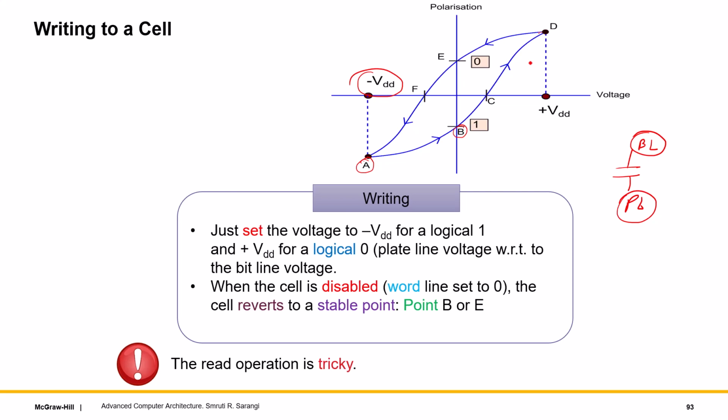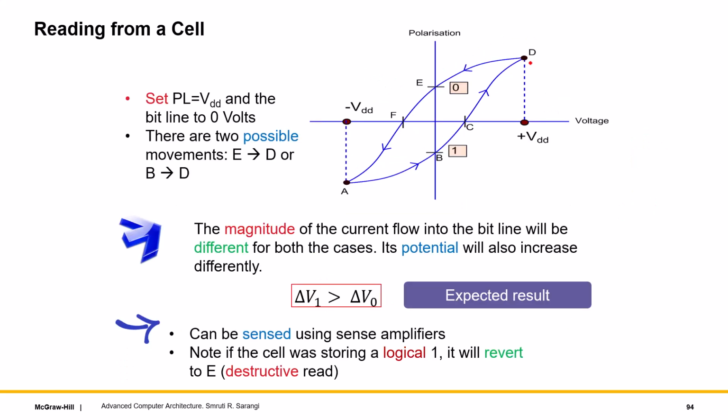The read operation, on the other hand, is reasonably tricky. So let's look at that in somewhat more detail. Reading from a cell. In the process of reading, we set PL to VDD and the bit line to 0, which means that the voltage is plus VDD. So it will move to point D. But this is easy, right? Either it is moving to point D in the B to D direction if it was at a logical 1, or it is moving in the E to D direction.